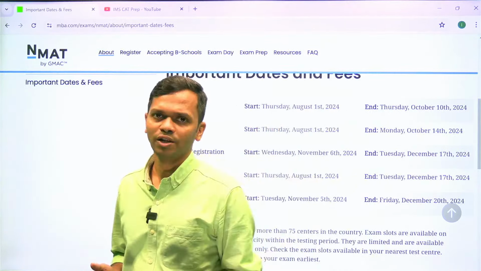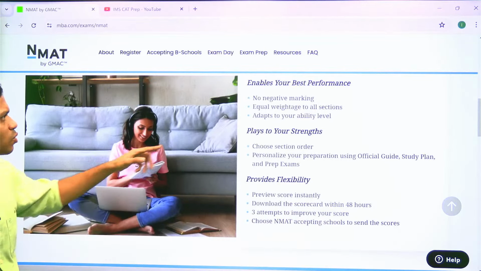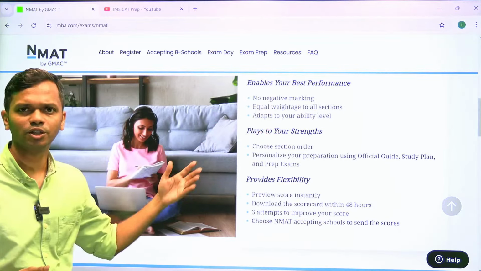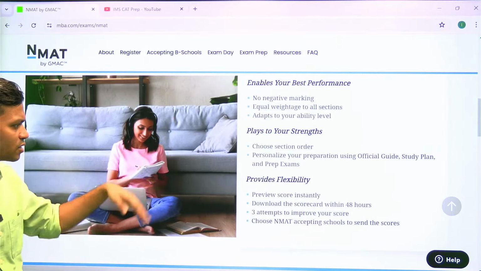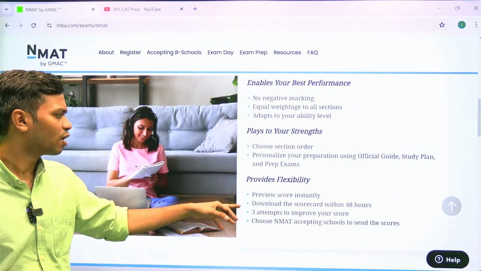There's a question from Rishi Roop: can we take it from home as well? NMAT has always given that flexibility, so there is an option to take it from home as well. This year, let's see if they have made any specific announcement on that. I didn't see any change in the beginning, so let's have a look. They have given, again, no negative marking, equal weightage to all sections and all of that, which is more or less the same. 3 attempts, as I mentioned, and downloading the scorecard within 48 hours. That is also something that has remained exactly the same.